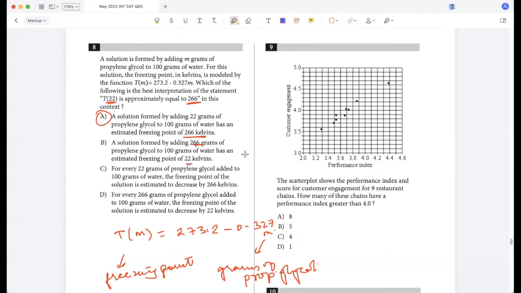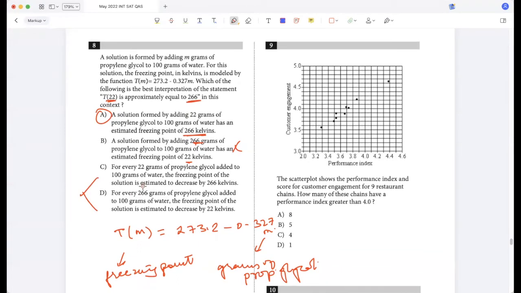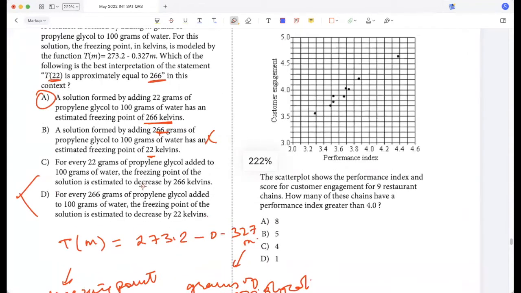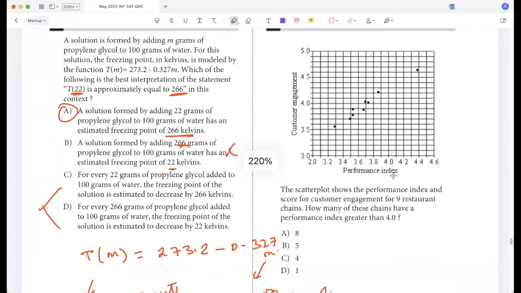This is presenting the numbers in the opposite fashion, and this is representing it in terms of slope, so that's not correct. A scatter plot shows the performance index and score for customer engagement for 9 restaurants. How many of these chains have a performance index greater than 4? Greater than 4, so that's just 1, right?